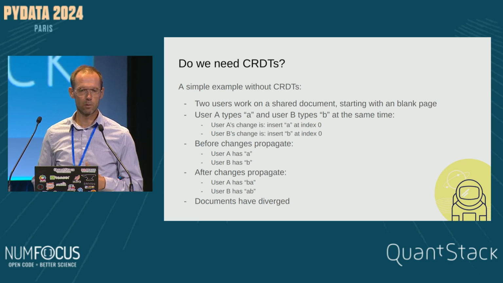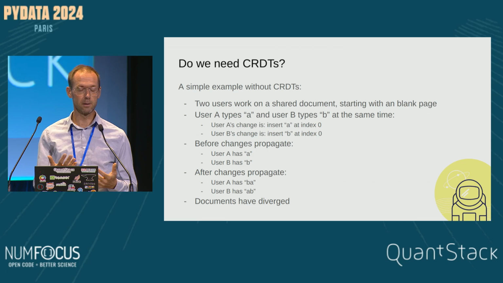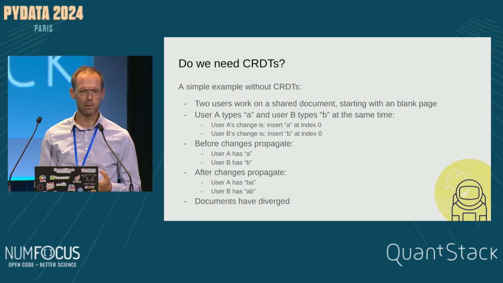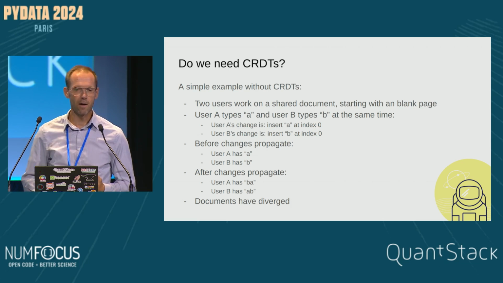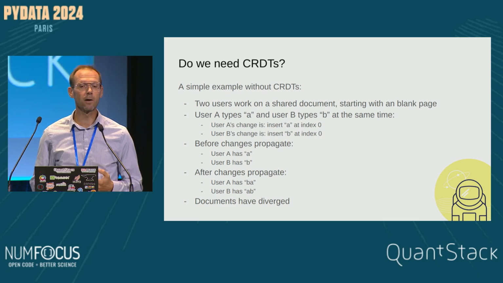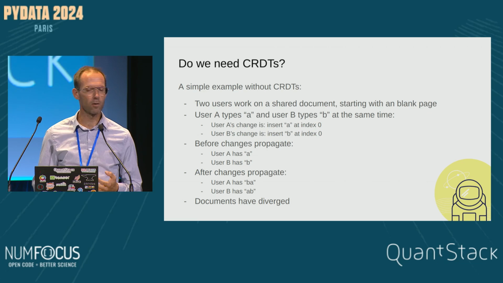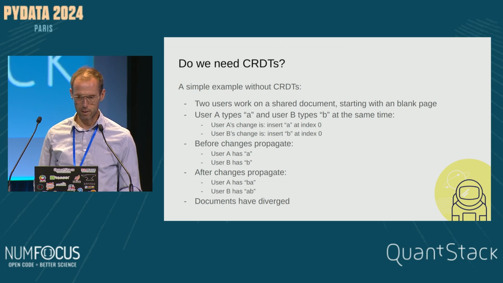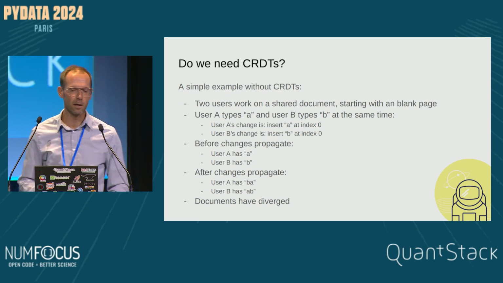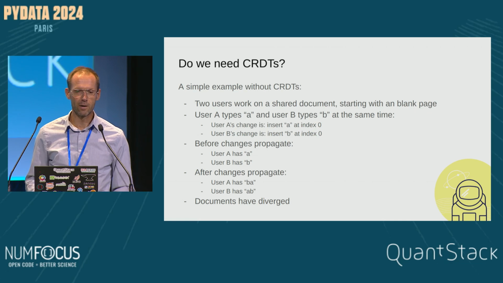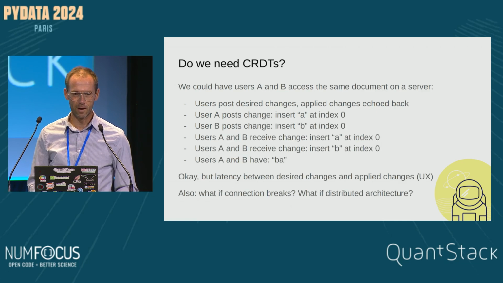Before the changes propagate, user A sees A on his screen. User B sees B. After the changes propagate, user A sees BA, and the other one sees AB. So the documents have actually diverged, and we are not collaborating on the same document anymore. You can look at this slide slowly at home and convince yourself that it's actually the case.